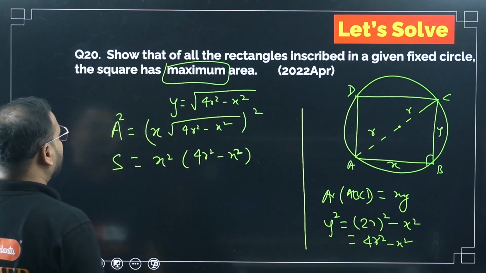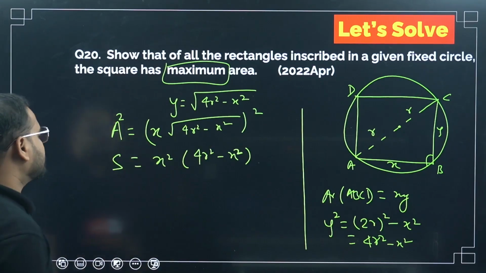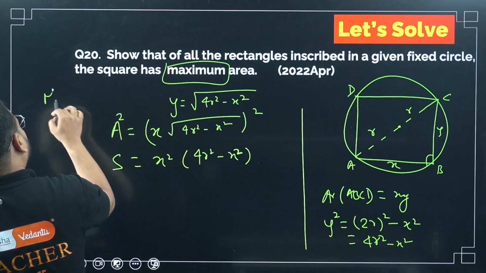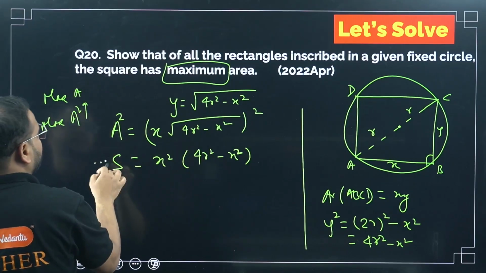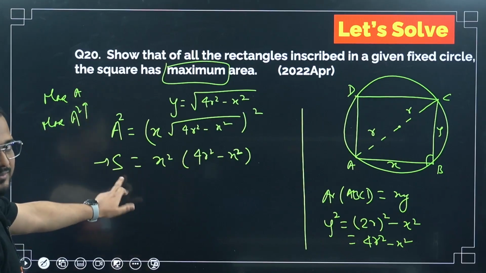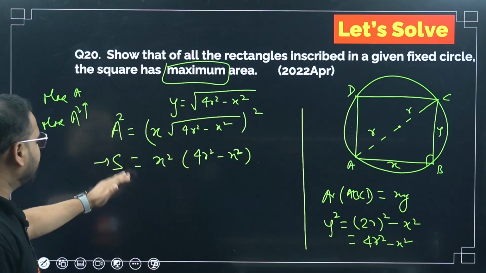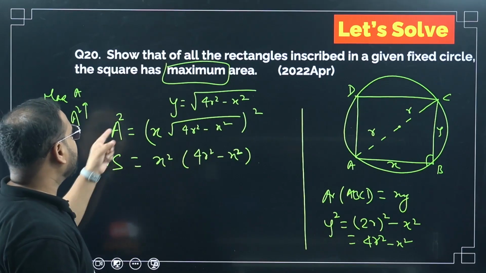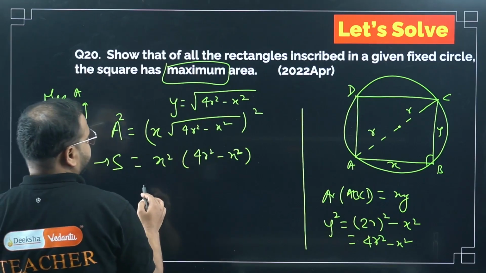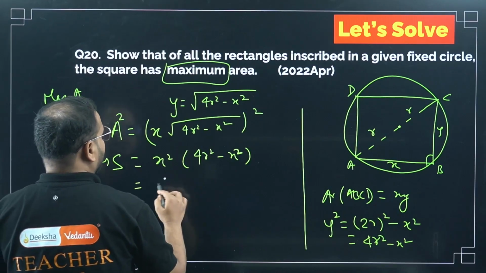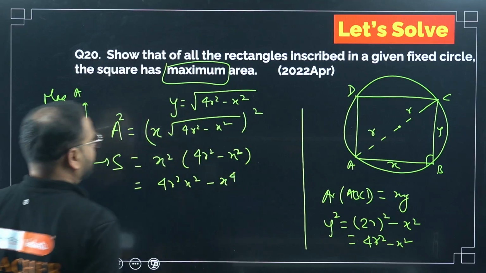Now if this A square is maximum, then A will be maximum. So instead of maximizing A, I am maximizing A square, which is nothing but s in this case. If I take the derivative of s and maximize it, I'll get A also as maximum. Why am I taking s? Because it becomes easier over here. Please check. What am I going to get here? I'll get 4r square x square minus x power 4. Yes or no? This is my s.